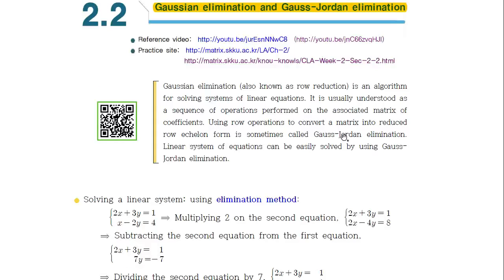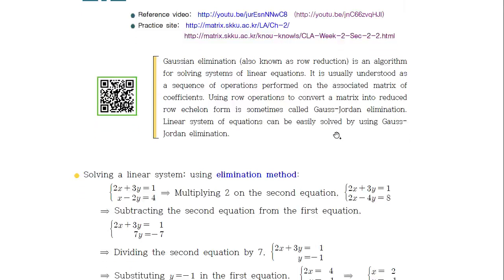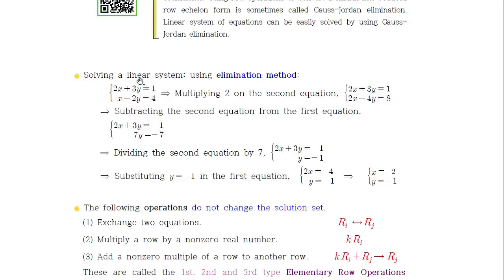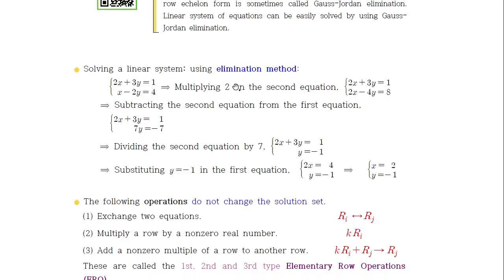In this section, we will define row echelon form and reduced row echelon form of a given matrix to understand this Gaussian elimination and Gauss-Jordan elimination that you are already familiar with. When you solve a linear system of equations, you did use the elimination method.